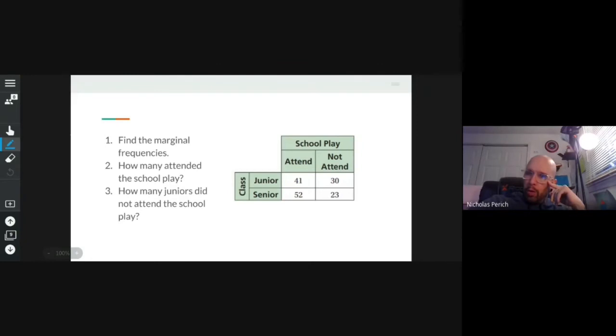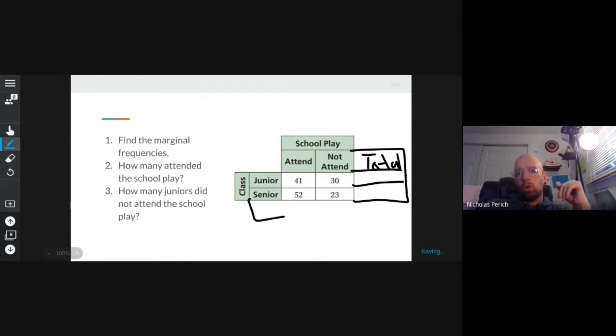I don't have the marginal frequencies. So I have to find the marginal frequencies. So I'm going to add total over here. That looks awful. I'm going to add total down there. I'll put T for total. I like totals. The total amount of juniors, write it out. What number is going to go right there? Write it out or type it out.